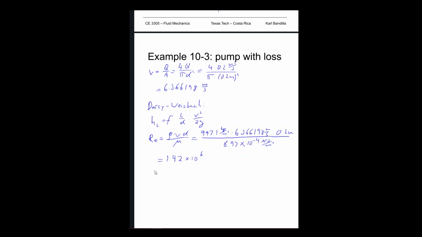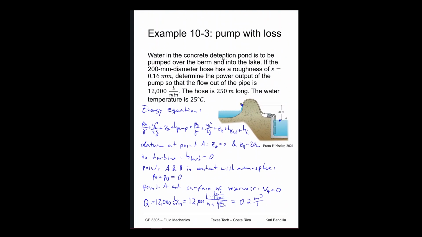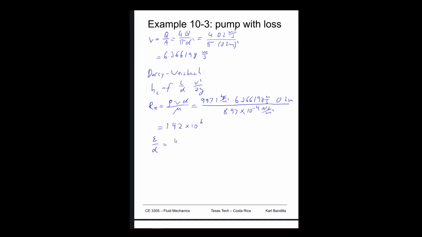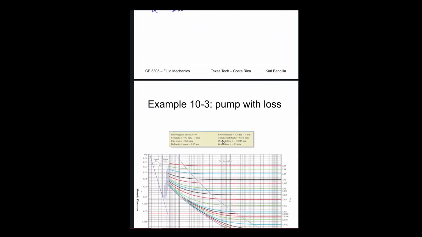So that means we're going to have to use the Moody diagram, which means we also need to know the roughness divided by the diameter. And we are given the roughness, or are we given the material? No, we're given the roughness. 0.16 millimeters for epsilon, and a 200 millimeter diameter. Don't have to convert to meters because units cancel. That gives us 0.0008.